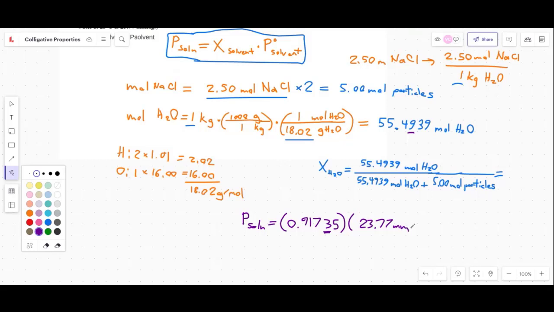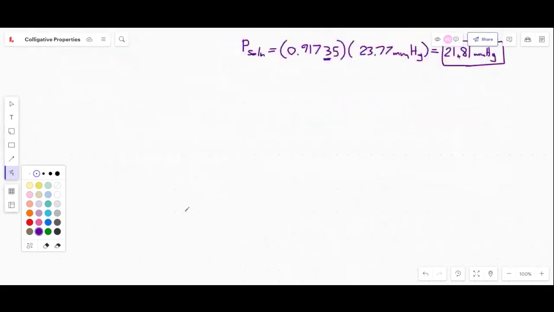So it's my pure solvent, 23.77 millimeters of mercury. And so I multiply those two together, and I get 21.81. That's what I get. Yay. Does that make sense? To me, yes. Awesome.